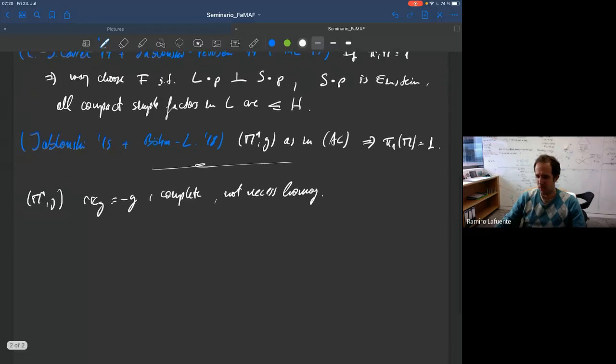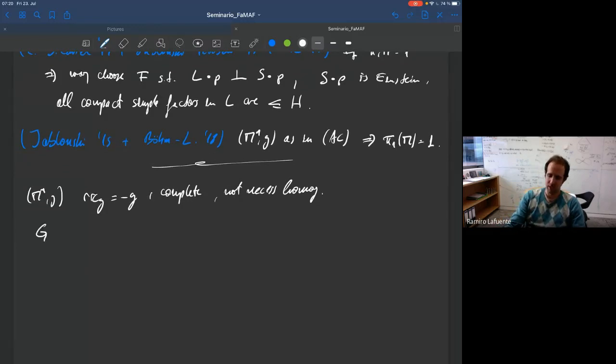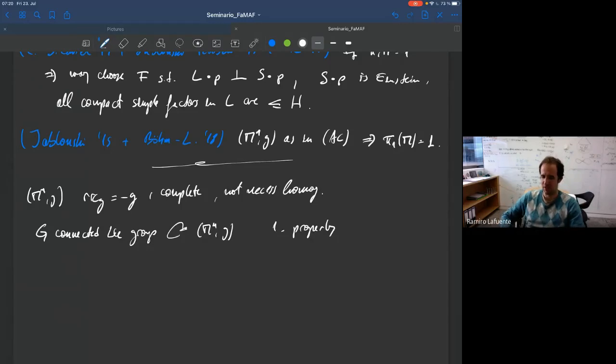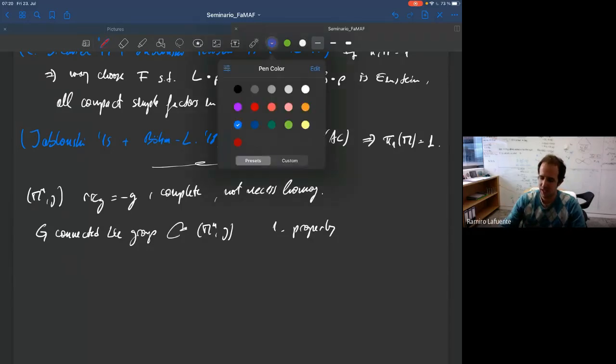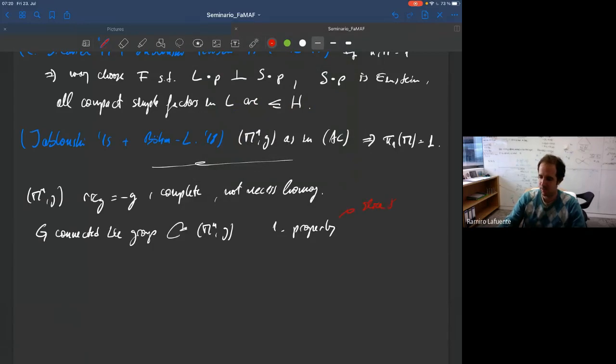And now the setup that I want to consider is a connected group G acting on (M, g) with a number of adverbs, properly, right? So this is a technical condition. It ensures that we have a slice theorem. So most of the things that you know for compact group actions will hold for a proper action of a non-compact group. That's the work of Palais in the early 60s. Of course, I will assume that the action is by isometries.